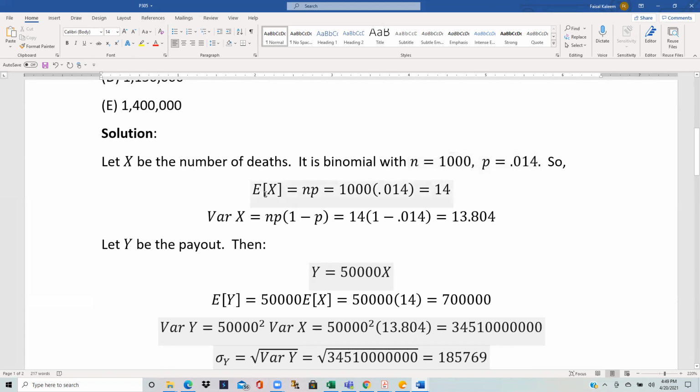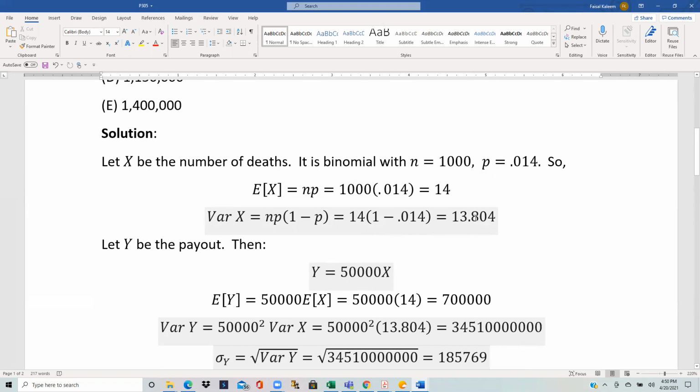Therefore, the expected value of X is NP. That's the expected value for a binomial variable, equals 1,000 times 0.014 equals 14. And similarly, variance of binomial is NP times 1 minus P. NP is already determined to be 14, and 1 minus 0.014 is 0.986, so the variance is 13.804.